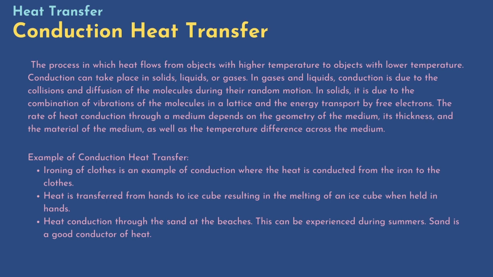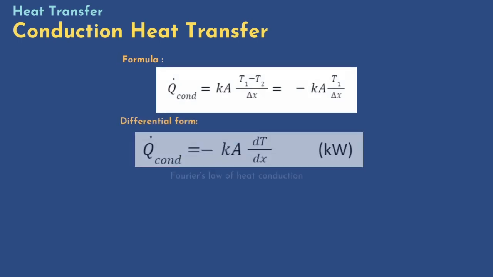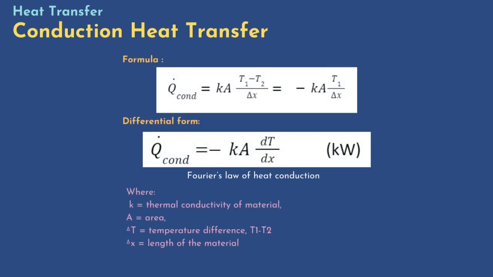One example of heat conduction is when we iron our clothes. Conduction takes place where the heat from the iron is conducted to the clothes. Conduction heat transfer can be expressed through this formula. Conduction heat transfer is equal to k times A times ΔT over Δx, where k is the thermal conductivity of the material, A is the area, ΔT is the temperature difference, and Δx is the length of the material. This can also be expressed in differential form, which is also known as Fourier's law of heat conduction.